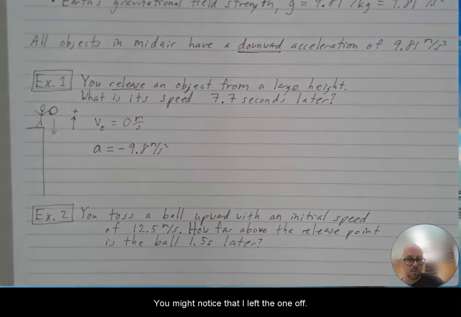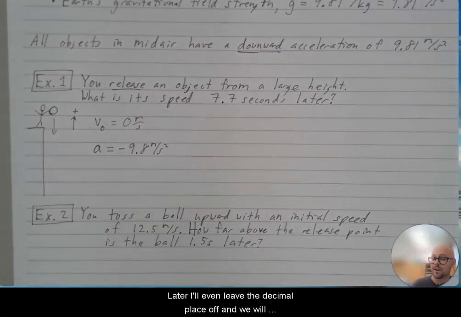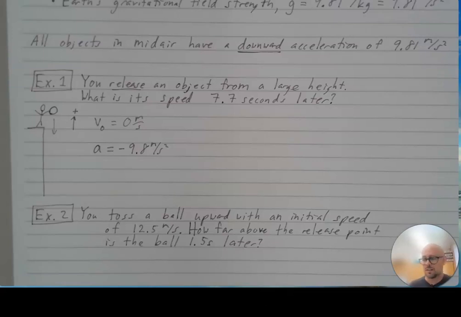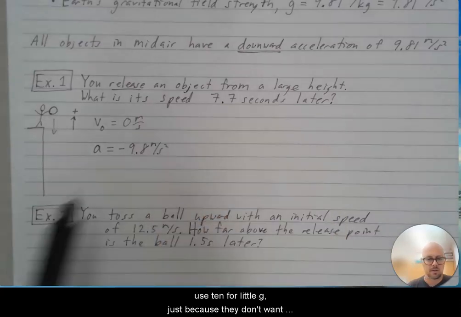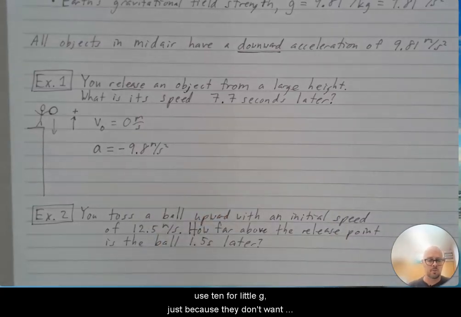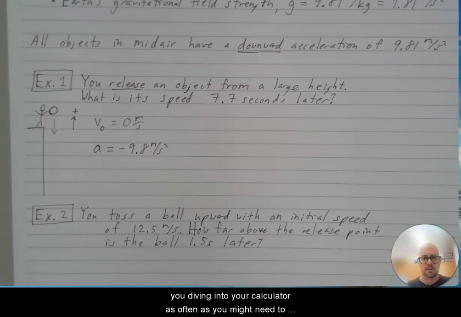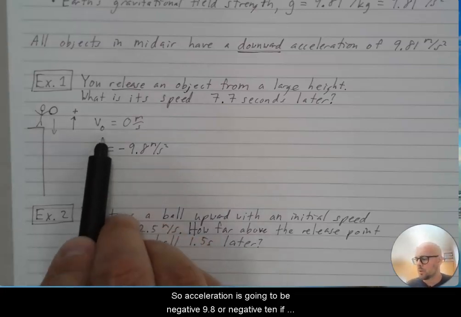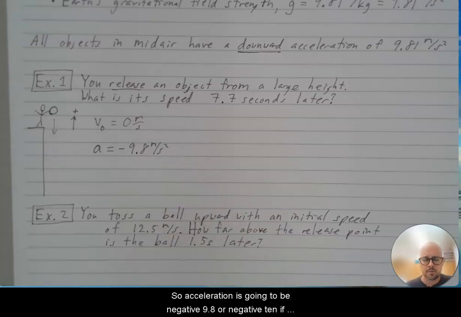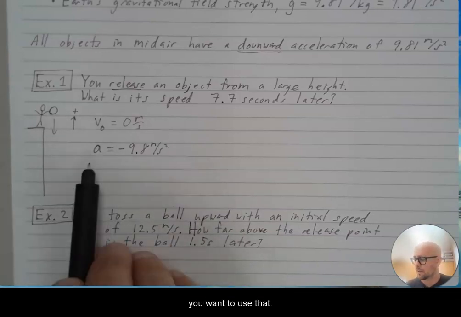You might notice that I left the 1 off. Later, I'll even leave the decimal place off, and we will round that to 10. The College Board suggests for many problems that you use 10 for little g, just because they don't want you diving into your calculator as often as you might need to when using a textbook problem. So acceleration is going to be negative 9.8, or negative 10 if you want to use that.